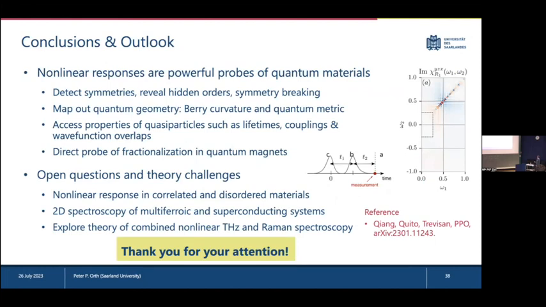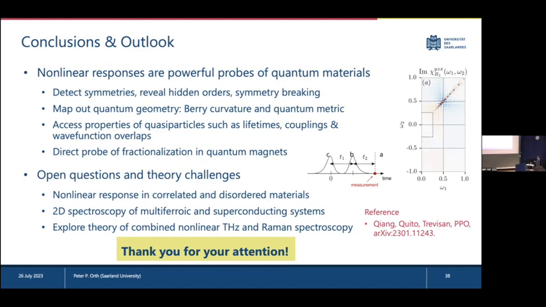Let me conclude and summarize. Nonlinear response functions are powerful probes of quantum materials. They can detect symmetries. They can reveal hidden orders and symmetry breakings. They can map out the quantum geometry. I haven't talked about this in detail, but I have at least stated that. And that means they can tell you something about the Berry curvature and the quantum metric in the Brillouin zone.